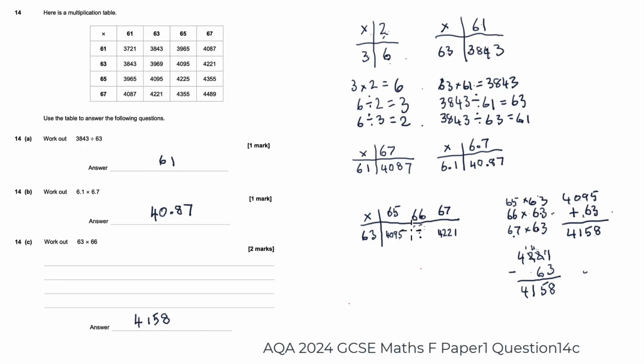We could say that this number that's missing would be halfway between 4095 and 4221. We could add up the two of them and divide by 2. Let's see if that works. So adding up 6, that's 11, 2 and 1 is 3, 4 and 4 is 8. And then to find halfway between them, we would divide by 2. So we've got 2 into 8, 3, 1, 6.